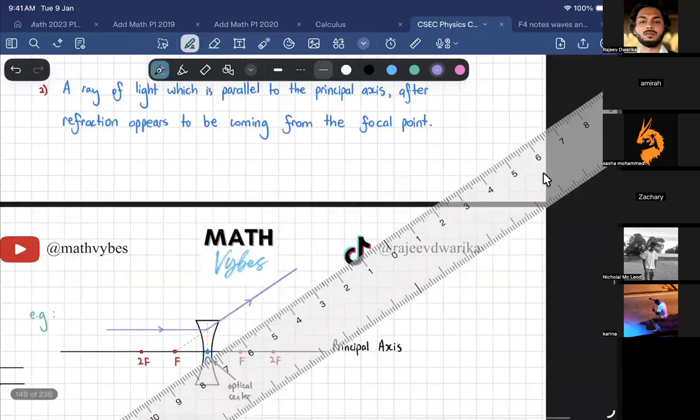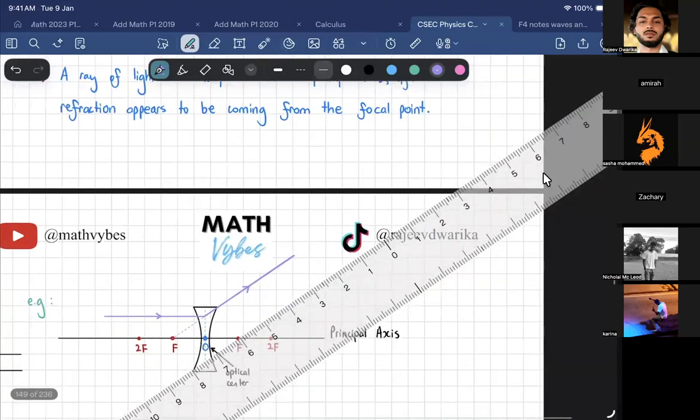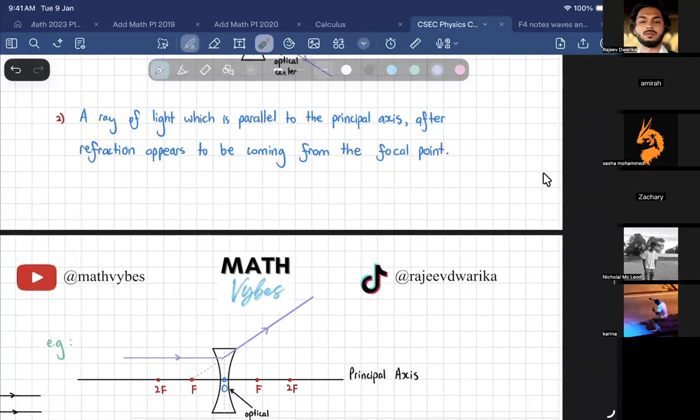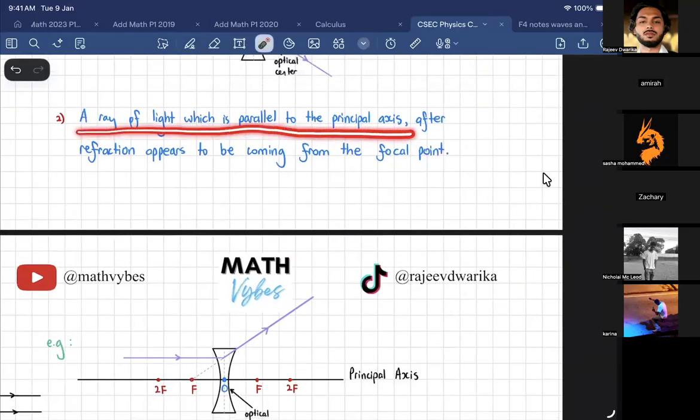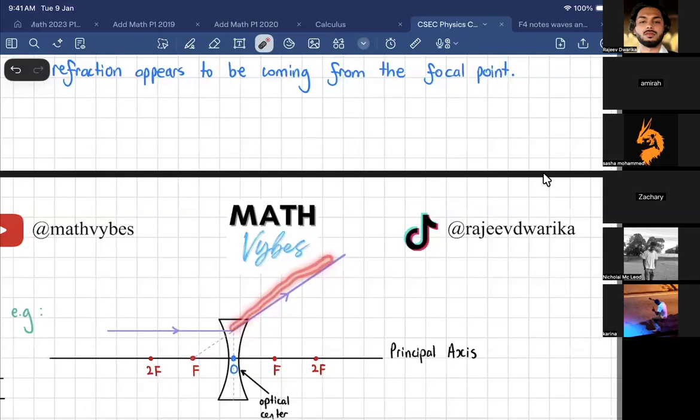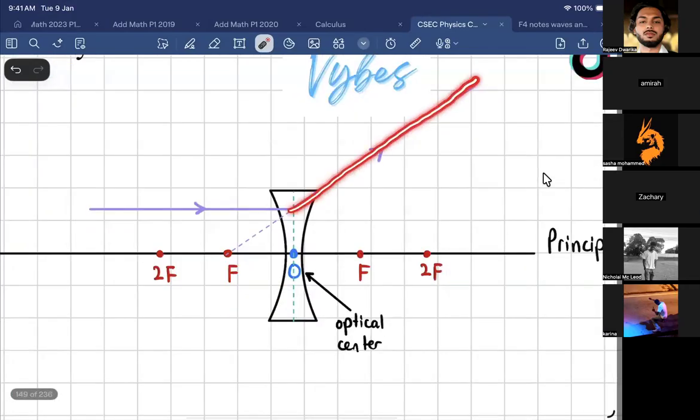So let's apply it to the rule again. The rule says a ray of light, which is parallel to the principal axis, we have that over here. It's parallel to the principal axis. After refraction, so after it passes through the lens, it appears to be coming from the focal point. Guys, this is the ray after it passes through the lens. Doesn't it look like it is coming from the focal point?